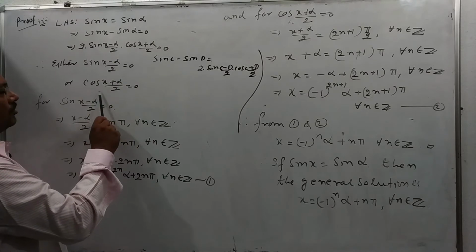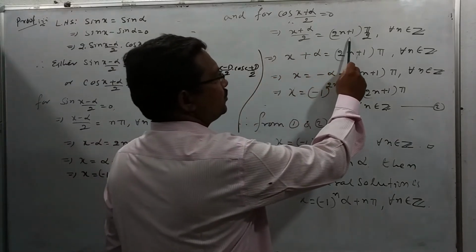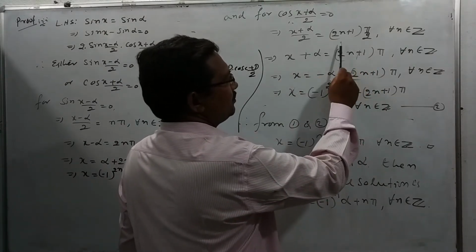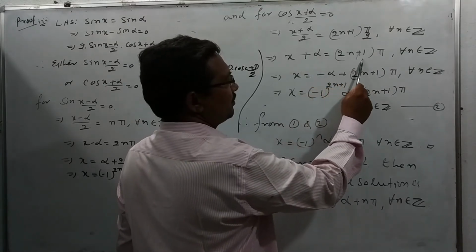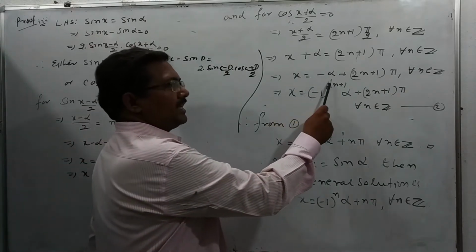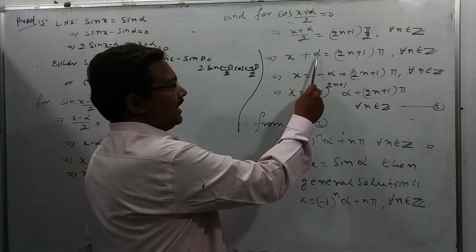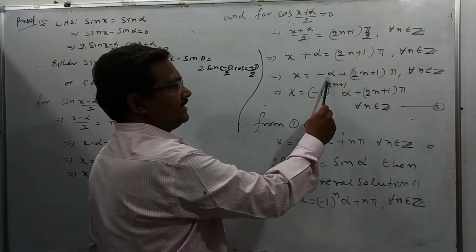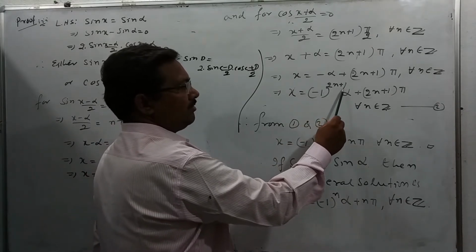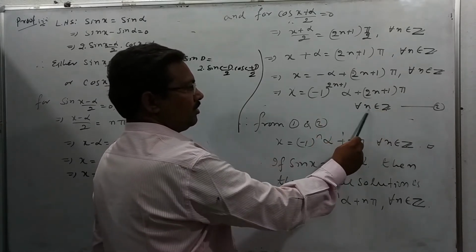Now, for cos of x plus alpha by 2 equal to 0, we have x plus alpha by 2 equal to 2n plus 1 pi by 2 for all n belongs to Z. So we multiply 2 to both sides: x plus alpha equals an odd multiple of pi for all n belongs to Z. So x equals minus alpha plus an odd multiple of pi. Here alpha is brought to the right, and the sign changed. As it is minus alpha, we write minus 1 to the power odd, and pi is there: 2n plus 1 pi for all n belongs to Z.